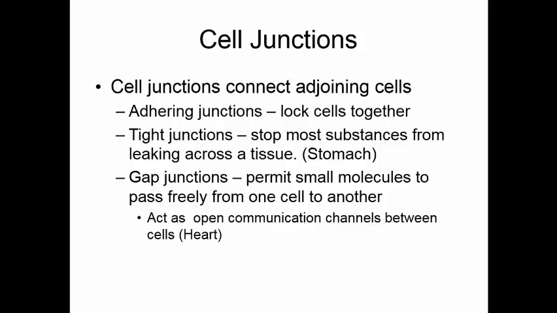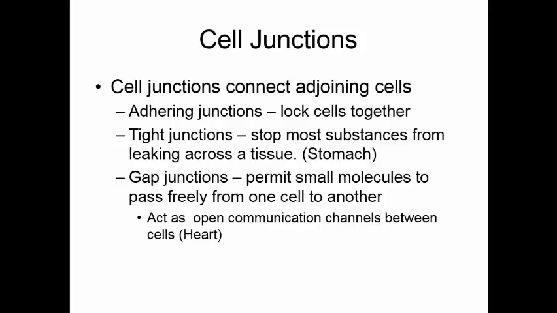And we have three types of cell junctions. I promise you these will be on your quiz and on your test. All right, so you need to know these three, and you need to know the differences, and you need to know examples of these. The first one is an adhering junction. All right, when you use an adhesive, you're sticking stuff together. So basically, adhering junctions are locking cells together. So they adhere these two cells together to seal them up.